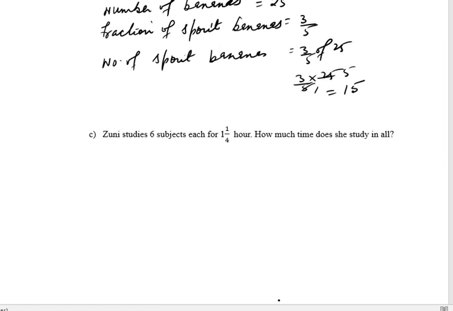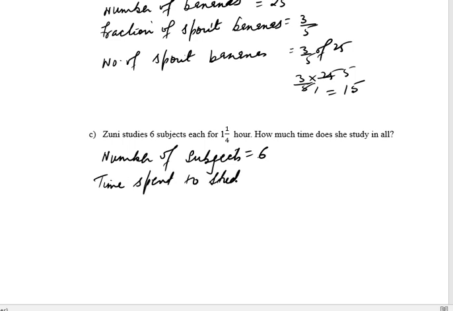Jubin studies 6 subjects, each for 1 and 1 by 4 hours. How much time does he study in all? So number of subjects, how many subjects are there altogether? Equals 6. Time spent to study each subject equals 1 and 1 by 4 hours, or you can say 4 ones are 4, 4 plus 1 is 5 by 4 hours.